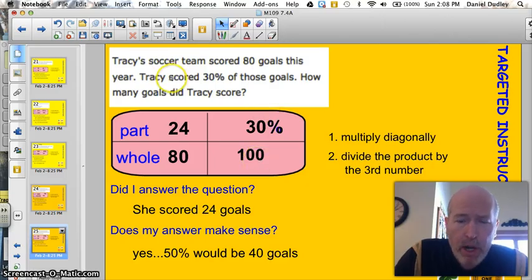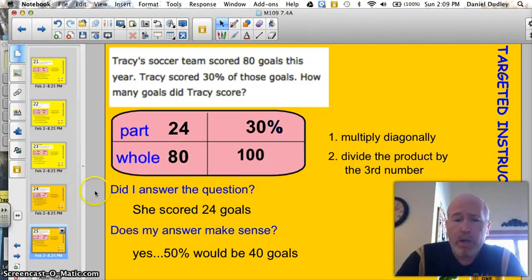So make sure I answered the question. How many goals did Tracy score? She scored 24 goals out of the 80. That makes sense. And does my answer make sense? Well, yeah, if she scored 50% of the goals, this number would be 40. So 30%, yeah, that looks right at 24.